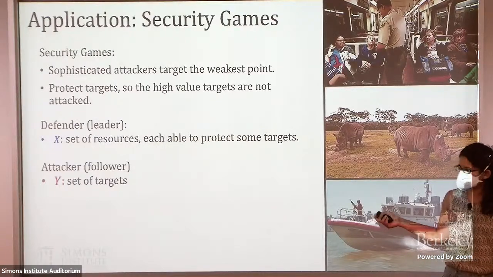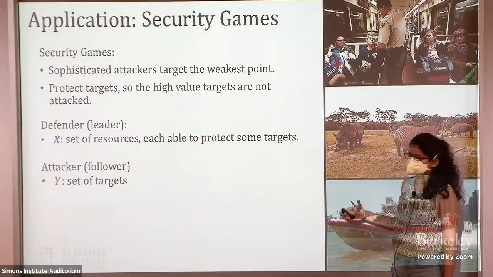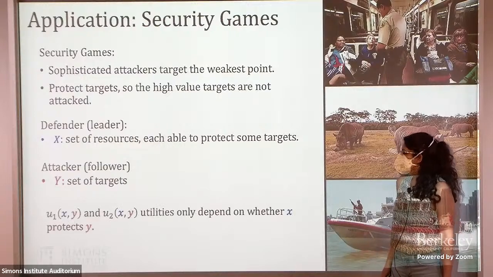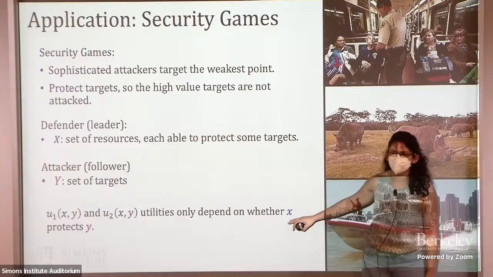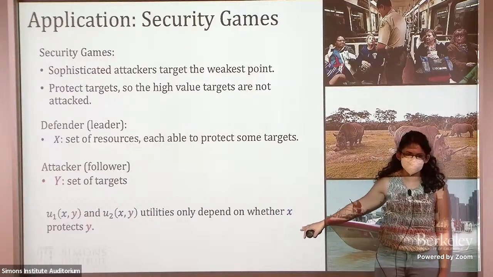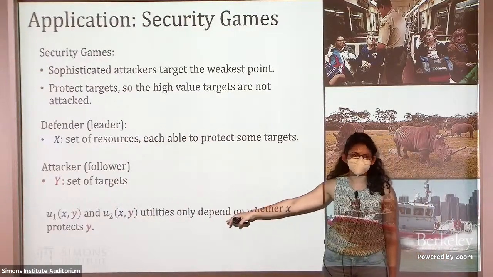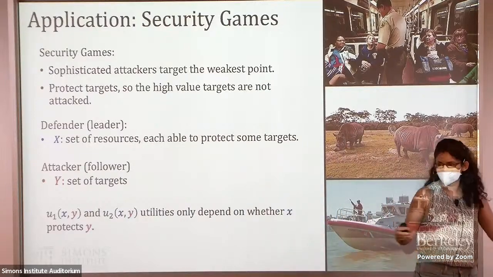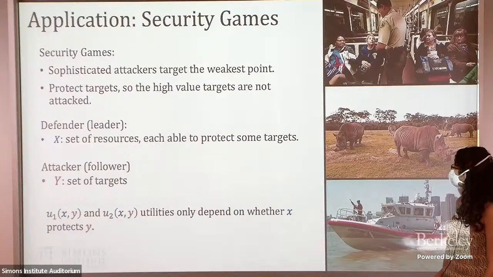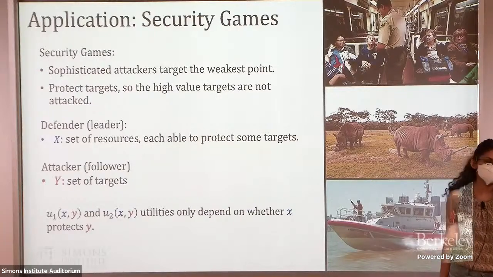The attacker here, its strategy set is a set of targets. And U1 and U2 are essentially utilities that depend only on whether the resources that you had in X were assigned to protecting the target Y that was attacked. If it wasn't protected and it wasn't attacked, you're not going to get any utility from it. So this is an example of security games.